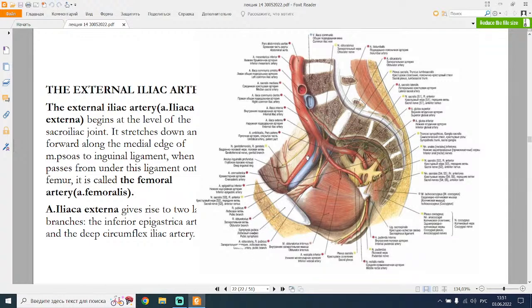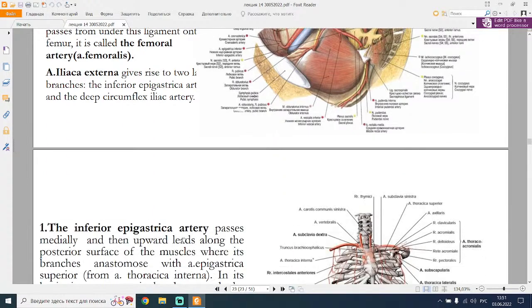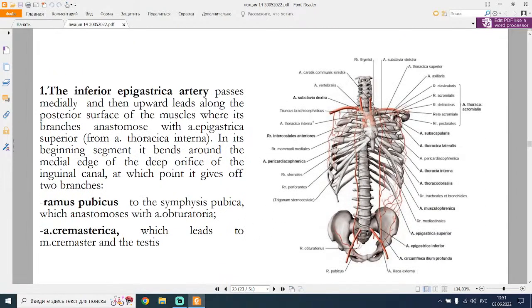Arteria iliaca externa gives rise to two branches: the inferior epigastric artery and the deep circumflex iliac artery. Inferior epigastric artery.